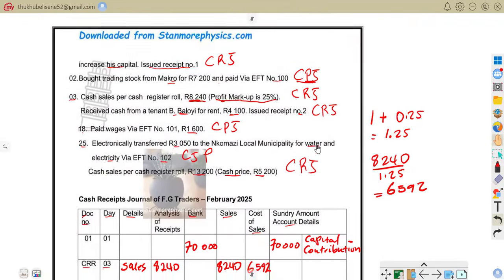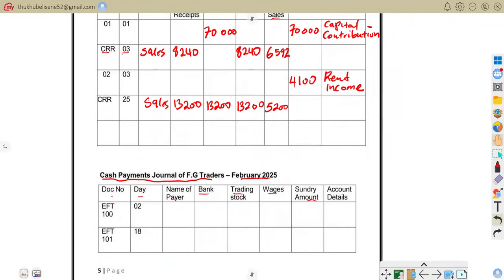So meaning to say, when you are here, we're going to say on the second, we're going to have the name of payer. And the name of payer is what? Macro. The name of payer is Macro. And we pay the money. We pay the money through what? When we buy it, we paid it through the bank, 7,200. And it was for trading stock. We're buying what? Trading stock as a business. So that is that. Now we come to the 18th.